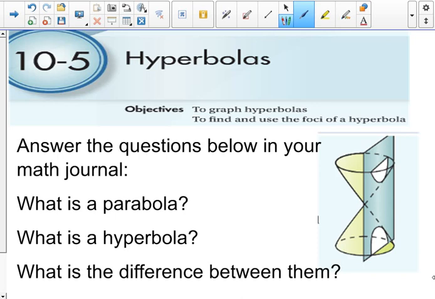So, let me back up here. Our lesson today is over hyperbolas. This finishes our chapter before our test, 10-5, and we're going to learn to graph a hyperbola, and we're going to learn to find and use the foci of the hyperbola, and we'll use those to graph and to create equations.